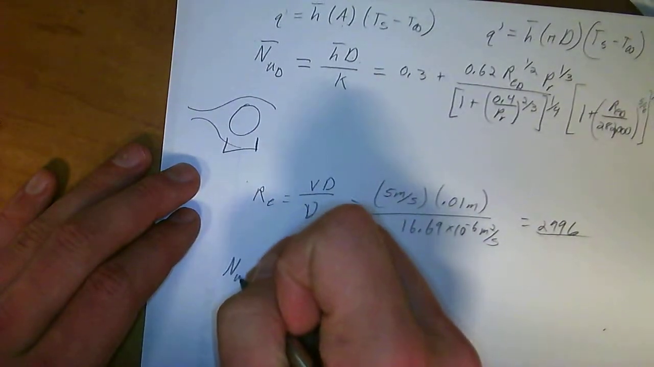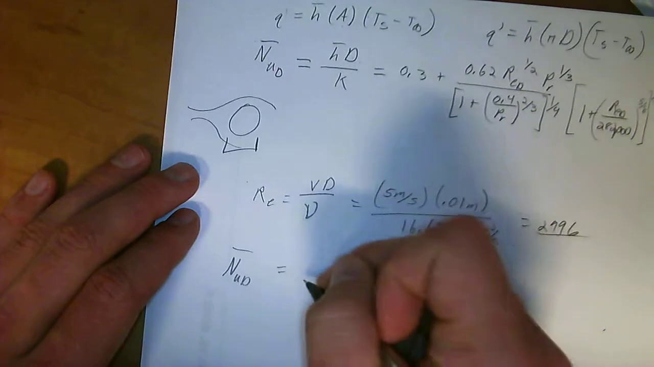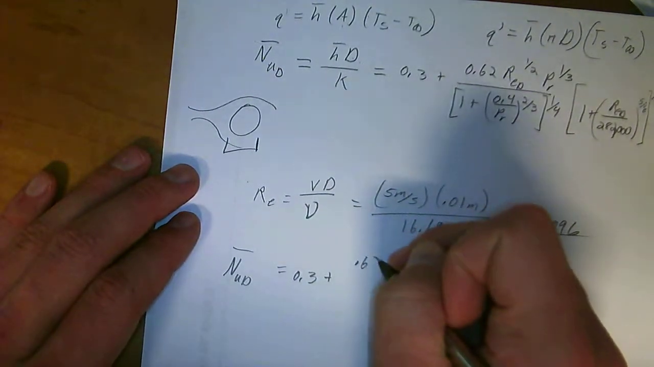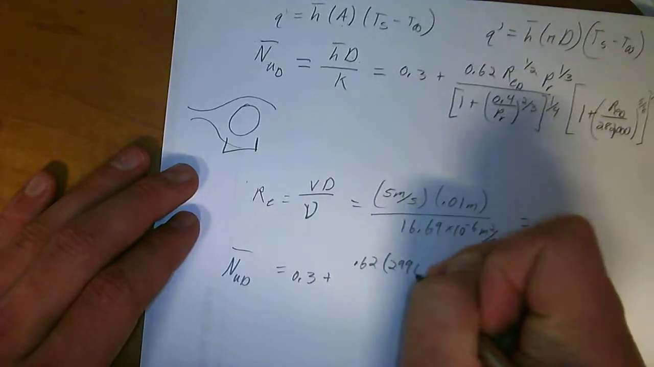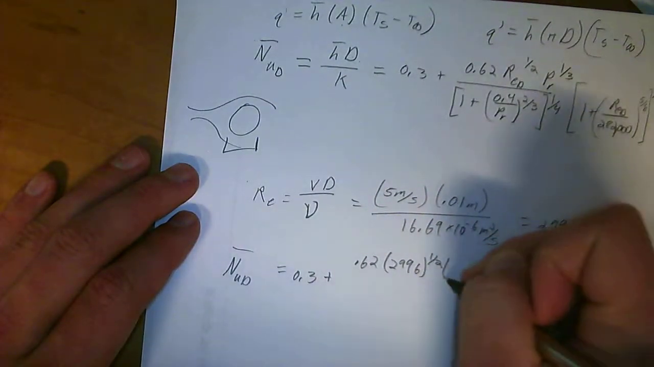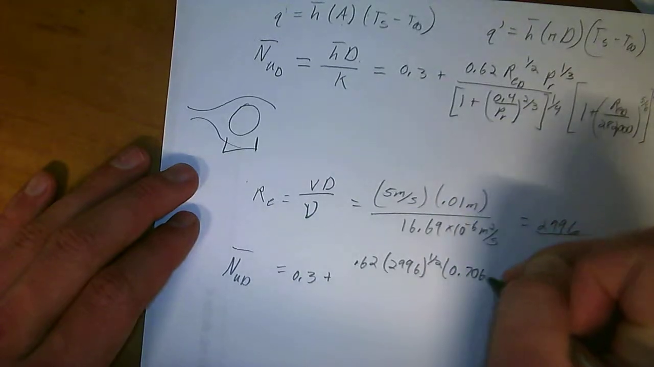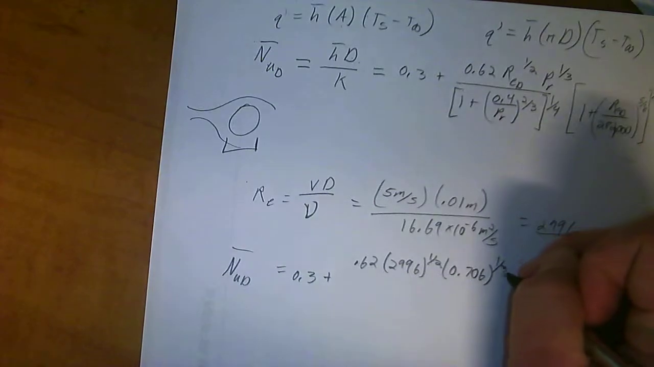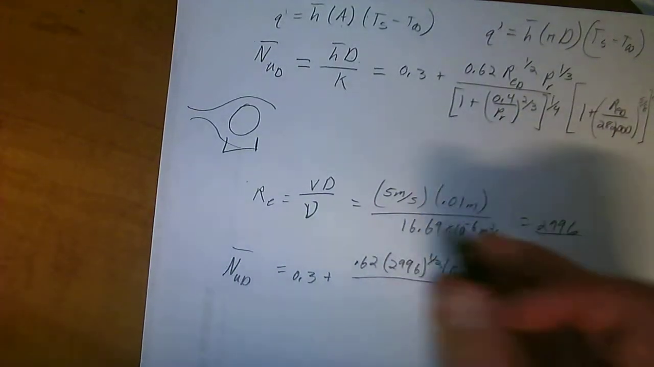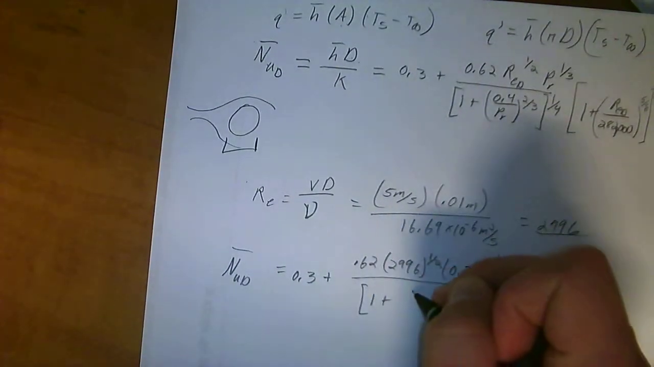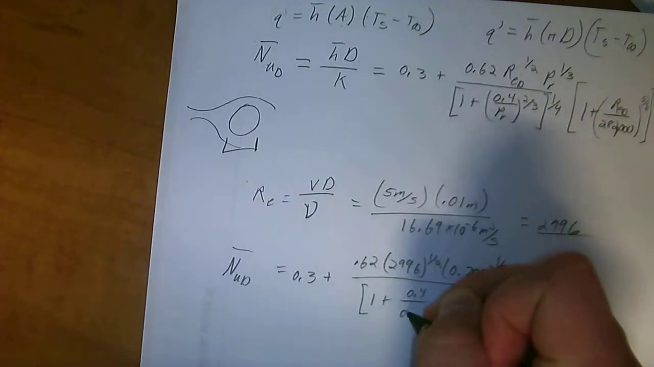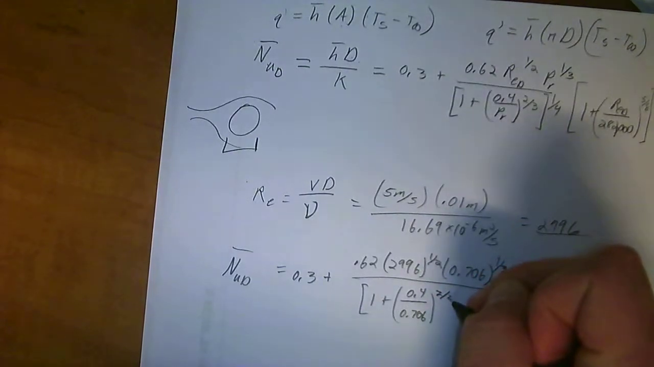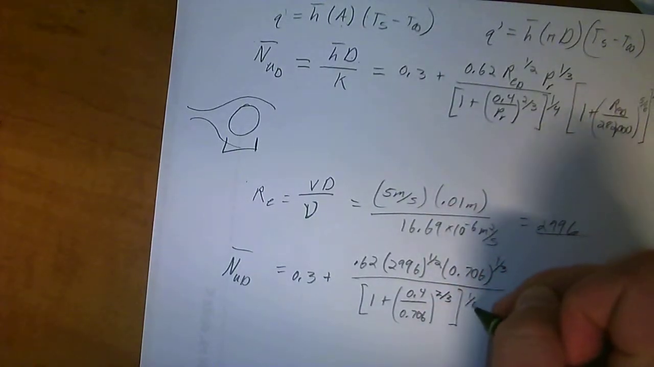So then Nusselt average is equal to 0.3 plus 0.62 times 2996 to the 1/2 times 0.706, which is the Prandtl number from table A4 if you have the Incropera book for heat and mass transfer, all over 1 plus 0.4 over 0.706, to the 2/3, all to the power 1/4.